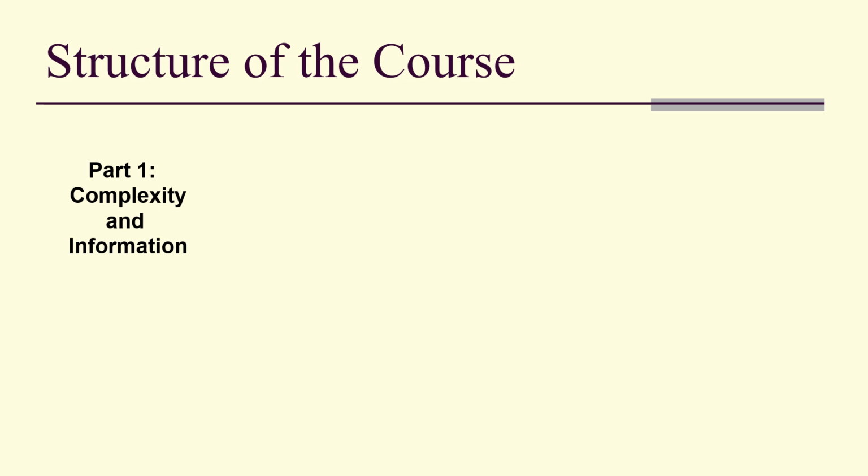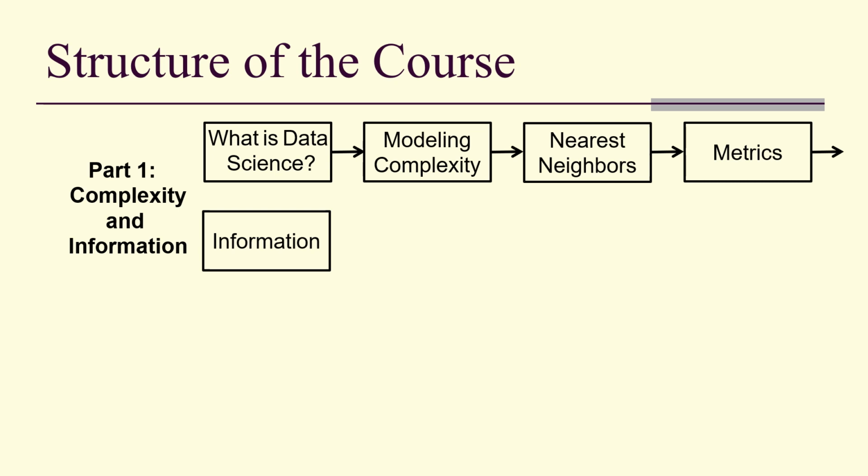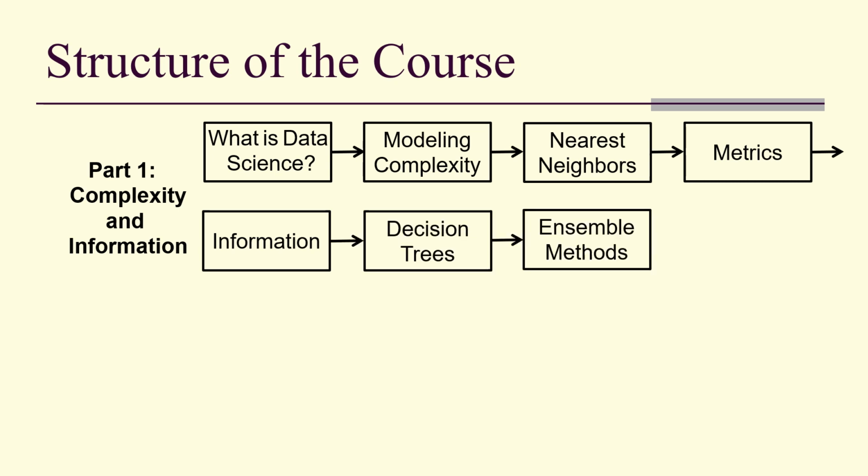So the structure of the course, we'll start out with complexity and information. What is data science? Then modeling complexity, nearest neighbor methods, metrics, information, decision trees, and ensemble methods. And having completed these 7 modules, we'll have our midterm.